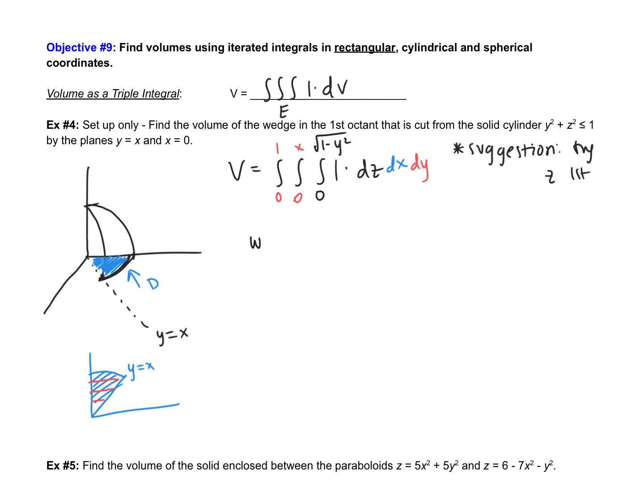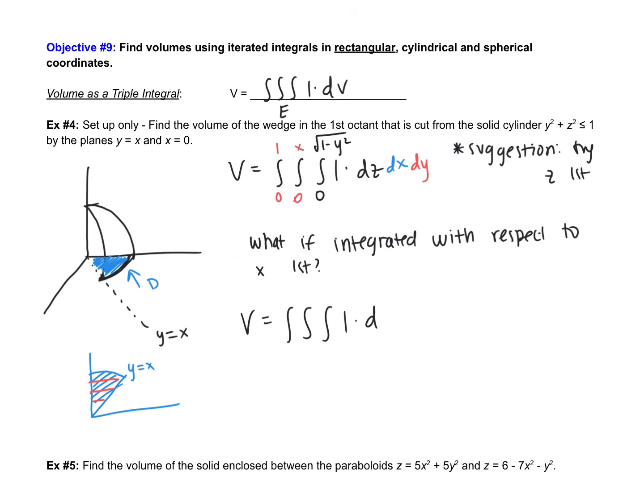So, the question I have for us is, what if we integrated with respect to x first? So we're going to integrate with respect to x first. Looking at our figure, if we start at the xy plane, we're going from x is 0 to the line, and as we go up, that continues to be the case. We continue to go from x is 0 to our line y equals x.